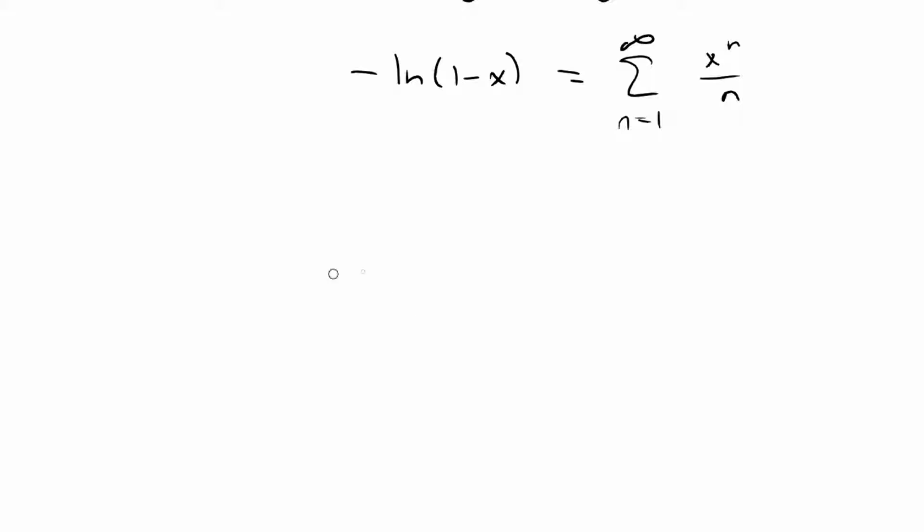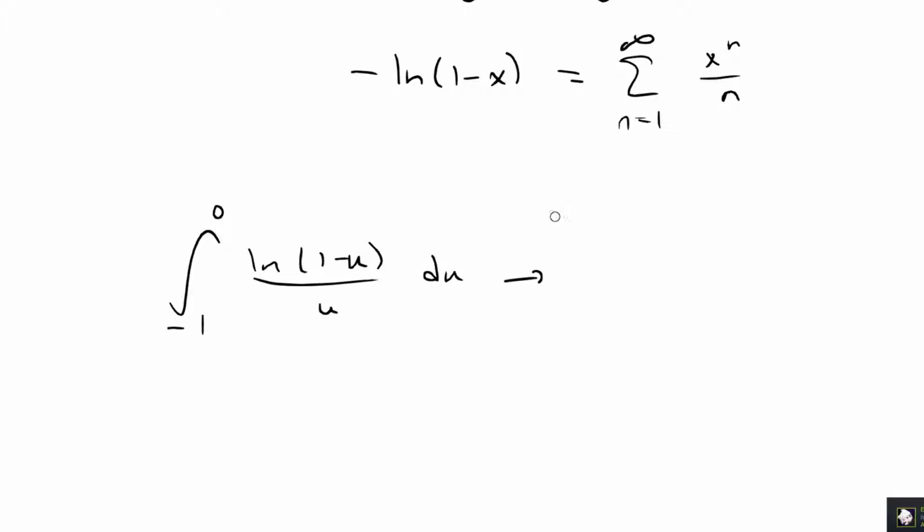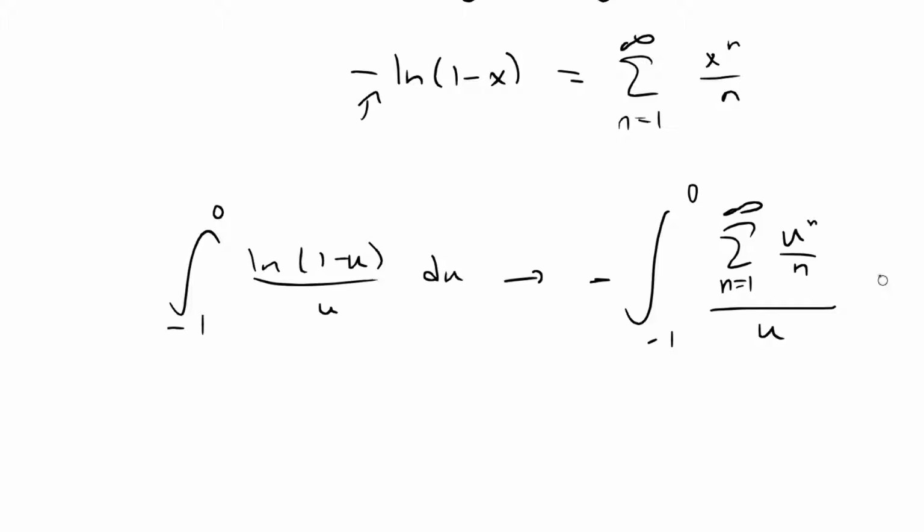And so in substituting in, let's just rewrite our original integral, negative 1 to 0 of ln(1 minus u), and this is over u, right? And then we substitute in. And we get, well, see there's this negative here, so we'll have to negate the integral. So, negative integral from negative 1 to 0 of this sum here, n equals 1 to infinity, of x to the n, actually this should be u to the n, right? Doesn't really matter what the integration variable is here. This is over u du.